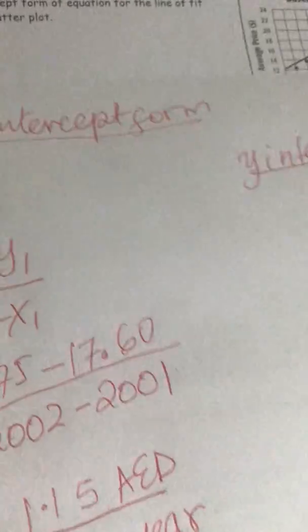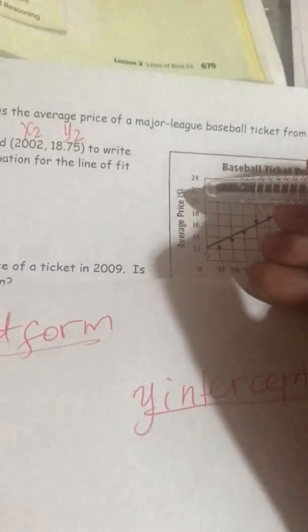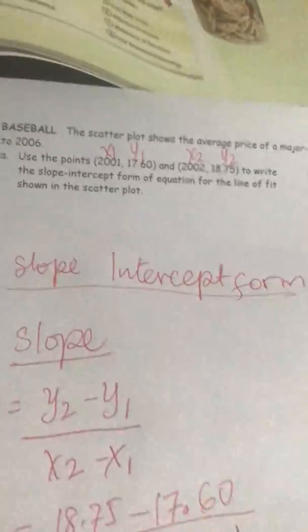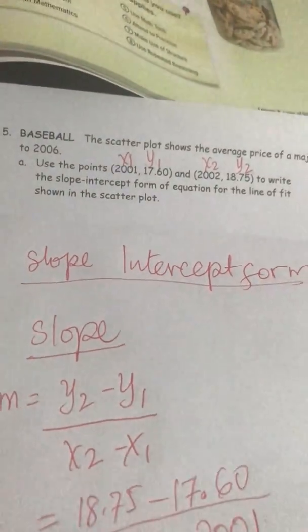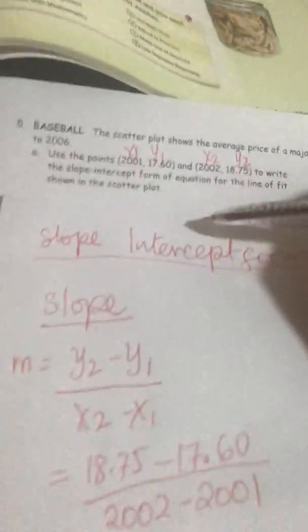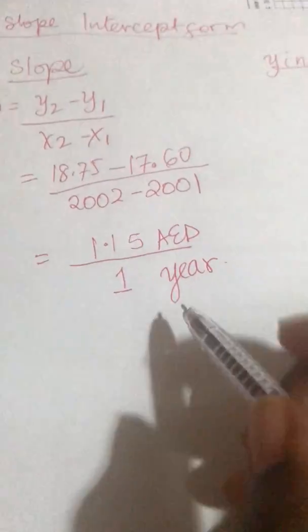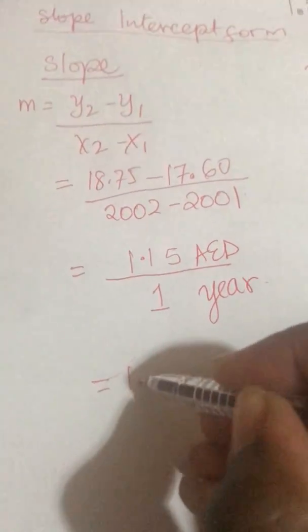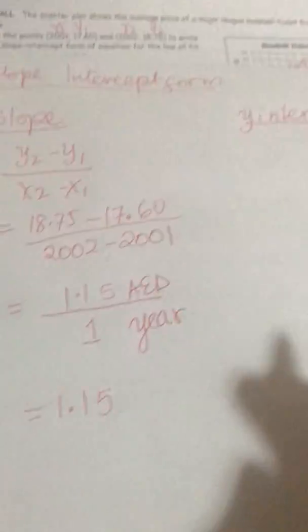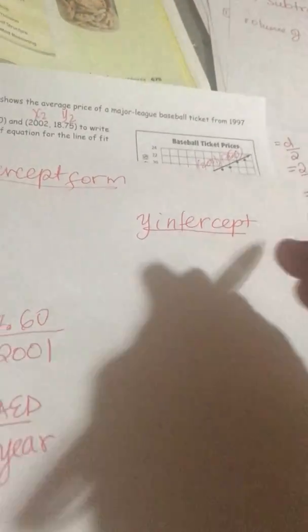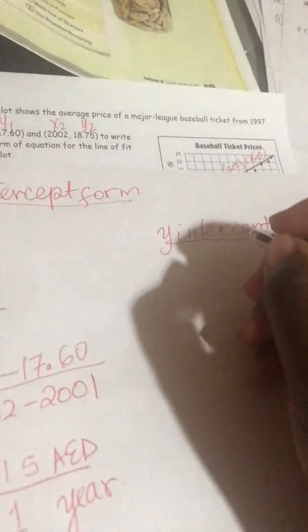Okay? So, well, here they use dollars. So assume it is AD. It doesn't matter. It is fils. All right. So I have done my slope. This is my slope. So I will write here 1.15. Okay? Now I need to find my y-intercept.